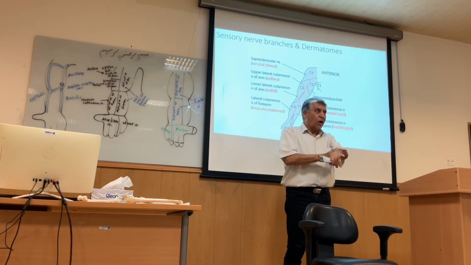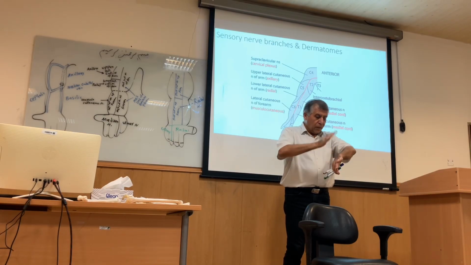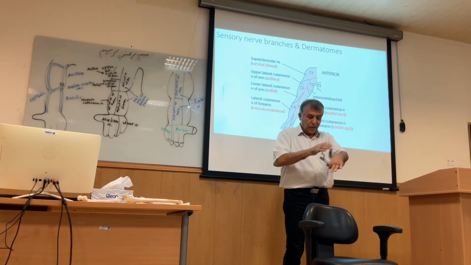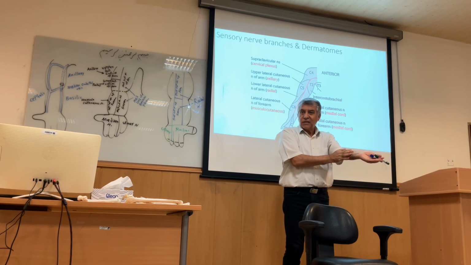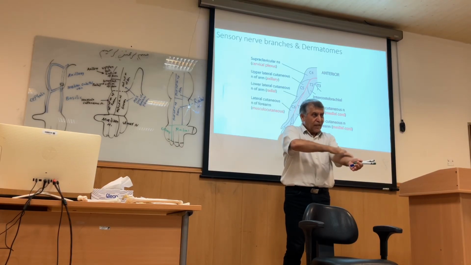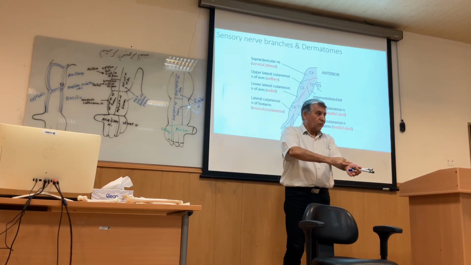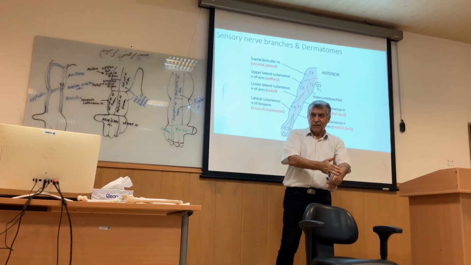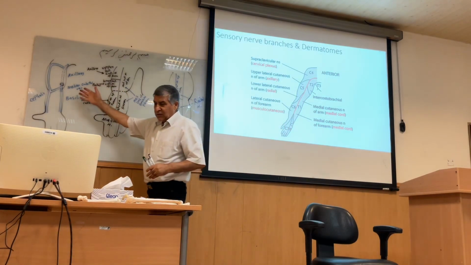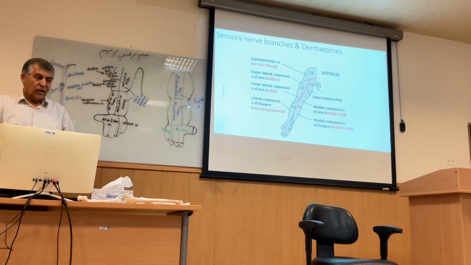Posterior cutaneous nerve of forearm. Ulnar nerve. Medial cutaneous nerve of forearm. Okay? Lateral cutaneous nerve of forearm. Radial. Okay? This one is cutaneous innervation of the upper limb.